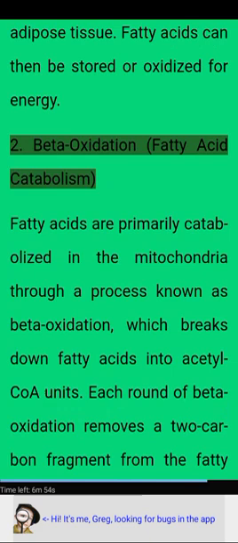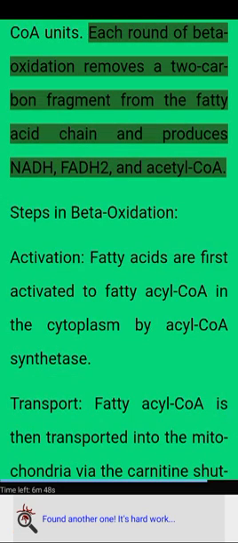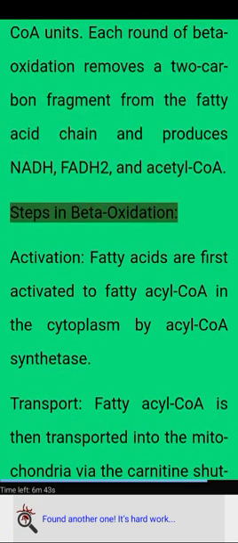2. Beta oxidation, fatty acid catabolism. Fatty acids are primarily catabolized in the mitochondria through a process known as beta oxidation, which breaks down fatty acids into acetyl-CoA units. Each round of beta oxidation removes a 2-carbon fragment from the fatty acid chain and produces NADH, FADH2, and acetyl-CoA. Steps in beta oxidation.